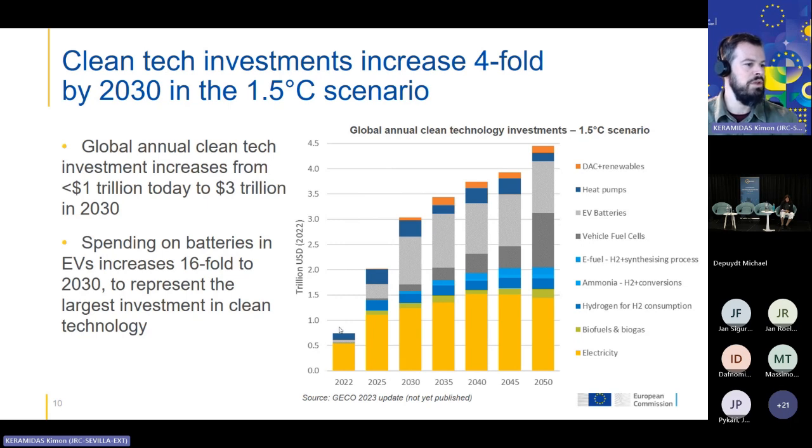We go from below $1 trillion annually today to, well, 3 trillion already during the current decade, which is the most dramatic increase, and still a sustained increase all the way to the middle of the century. In particular, spending in batteries of electric vehicles increases no less than 16-fold. So this is the largest relative increase. So new markets are being created, new investment opportunities exist. But the challenge will be to sustain this over the long run.